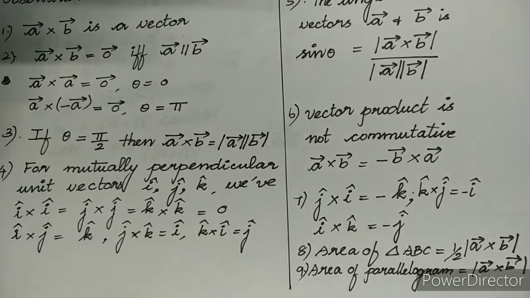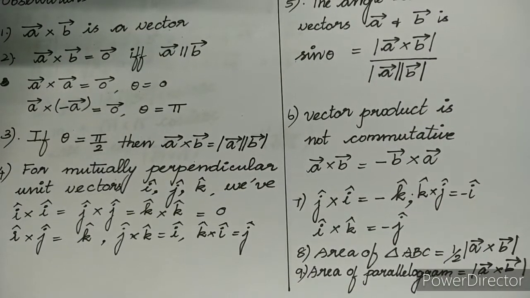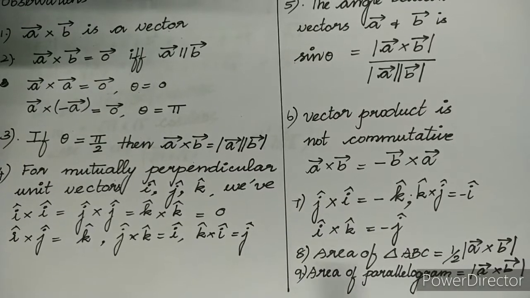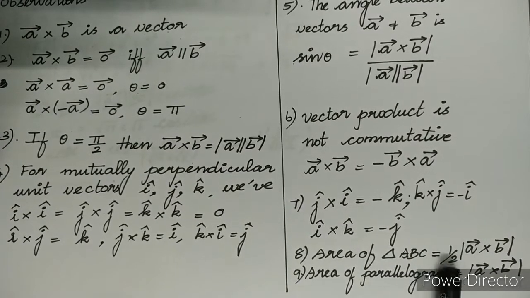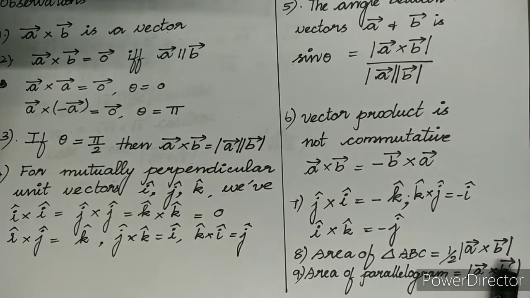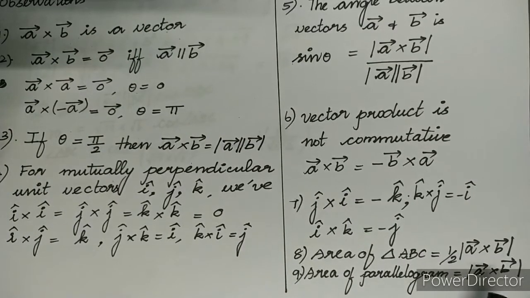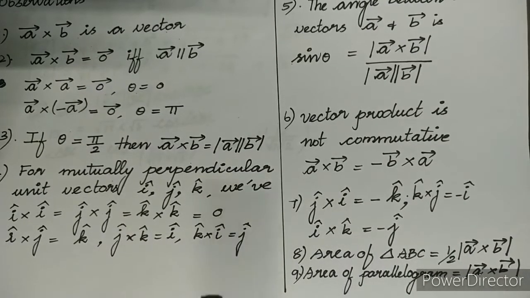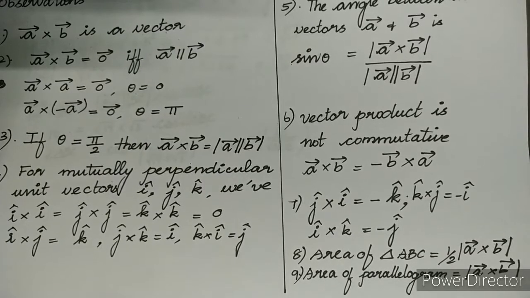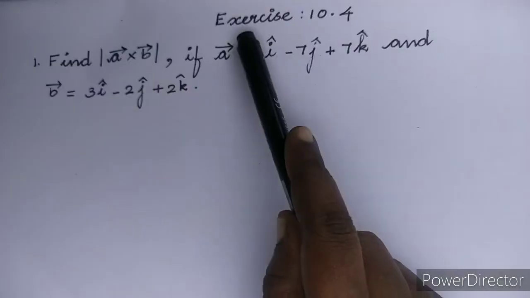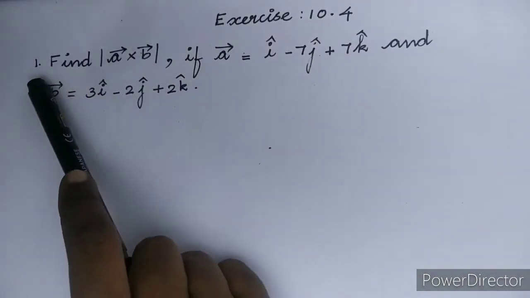Eighth observation, if A vector and B vector are adjacent sides of a triangle, then area of the triangle ABC is half into magnitude of A vector cross B vector. And ninth one, again if A vector and B vector are adjacent sides of a parallelogram, then area of the parallelogram ABCD is magnitude of A vector cross B vector. Using these observations, we will solve the problems in exercise 10.4. Exercise 10.4, question number 1.